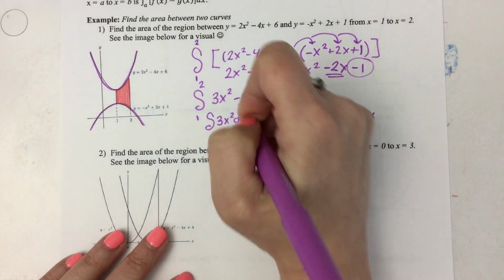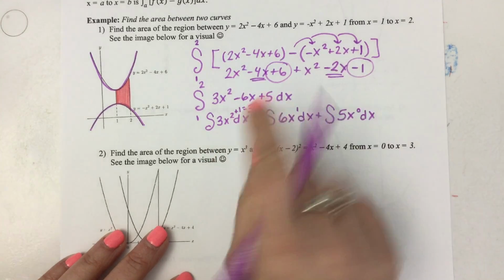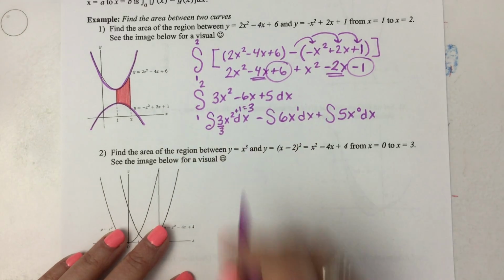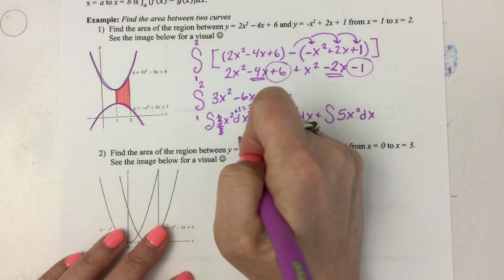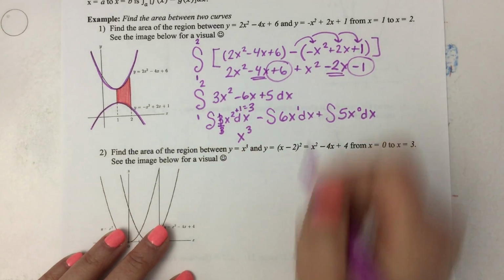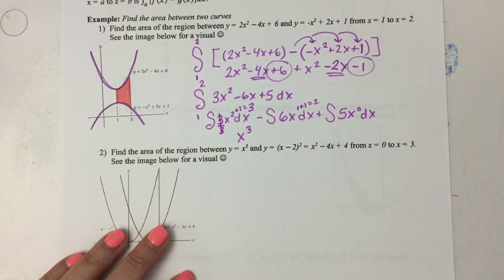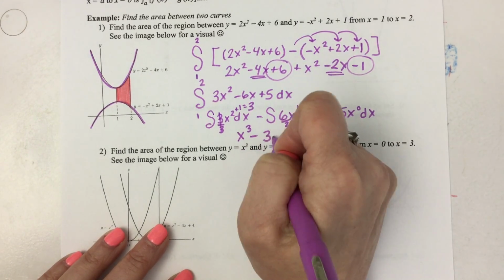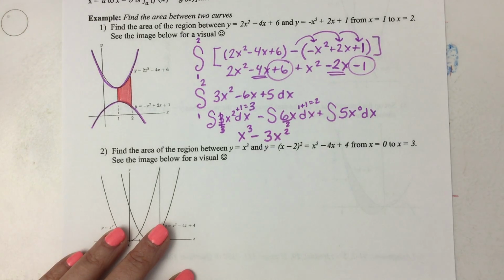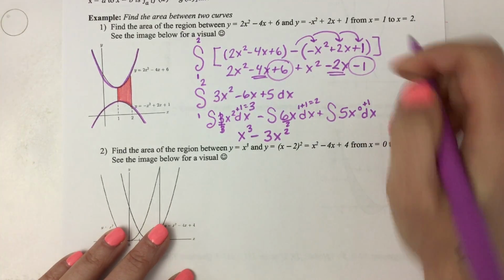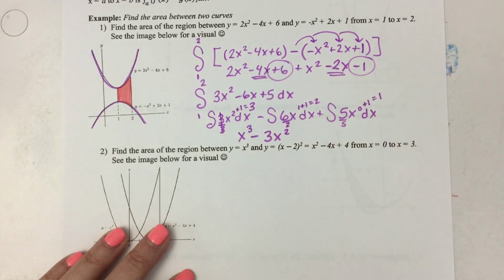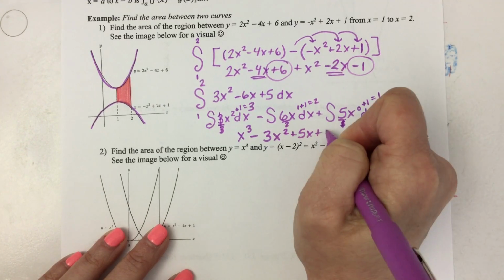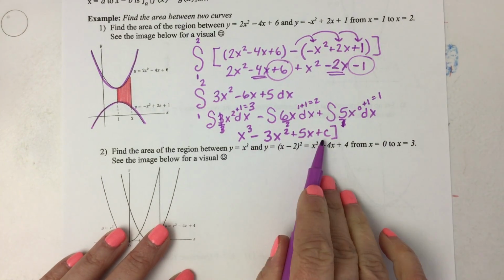Now to find the antiderivative. If I add 1, the new exponent here is going to be a 3. Take that 3, divide it by the number that's already there. 3 divided by 3 is 1, so this is just x cubed. If I add 1, the new exponent is now going to be 2. Divide by 2, so 6 divided by 2 is 3. x has an exponent of 2. For x to the 0, if I add 1, now my exponent is 1. Divide the 5 by a 1, and you get a 5x plus c. So here is your antiderivative.